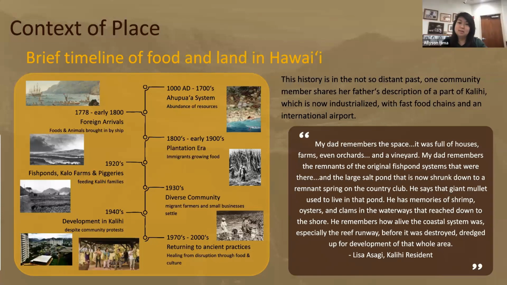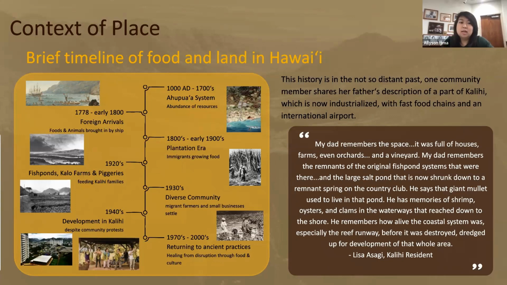So back in the beginning of time, which is not actually that long ago, Hawaii was full of abundance, and pretty much the land takes care of the people as long as the people take care of the land, and it was self-sustaining. So in Hawaii, each island has their own ahupua'a system, which goes from Mauka, which is the mountain, to Makai, the ocean. And within that ahupua'a system, you are self-sustaining.